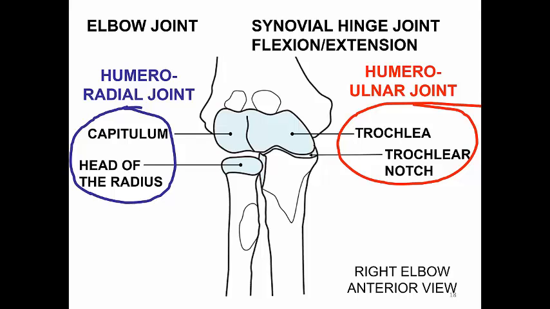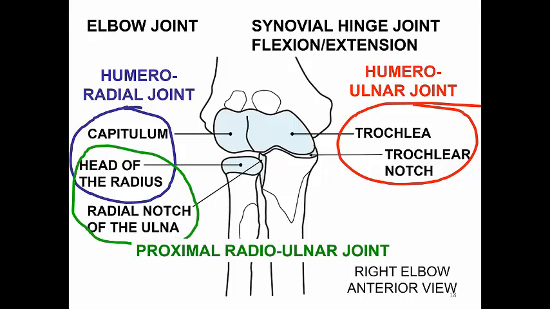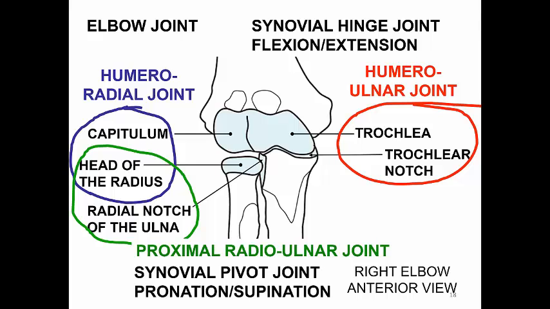The elbow joint is classified as a synovial hinge joint and is responsible for flexion and extension, which allows shortening and lengthening of the upper limb. Sharing the same joint cavity, but forming a very different joint which has a different function, is the proximal radio-ulnar joint. And this joint is formed between the head of the radius together with the radial notch of the ulna. And together they form a synovial pivot joint which allows pronation and supination of the forearm to occur.